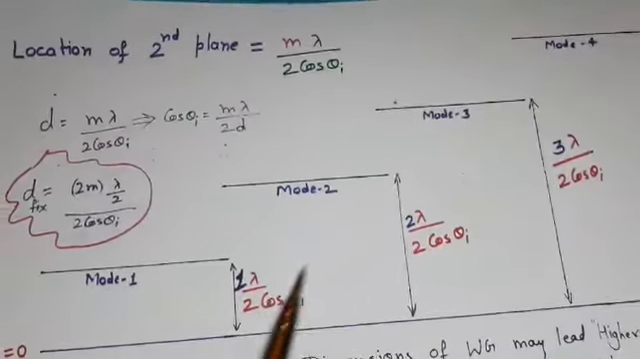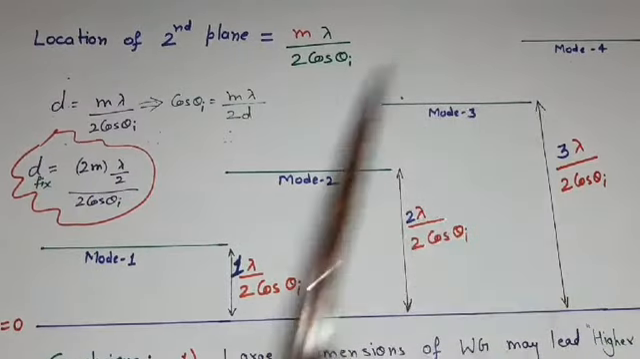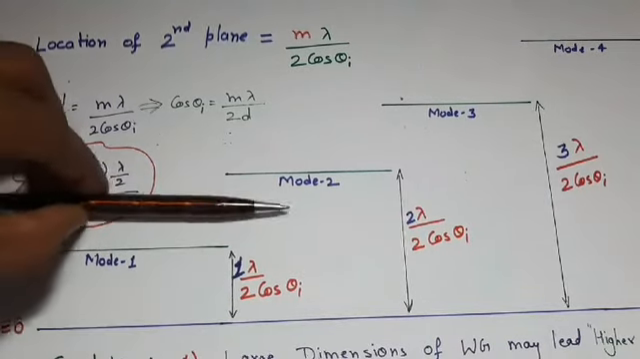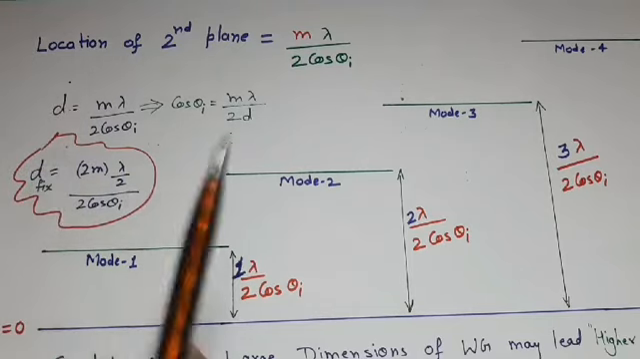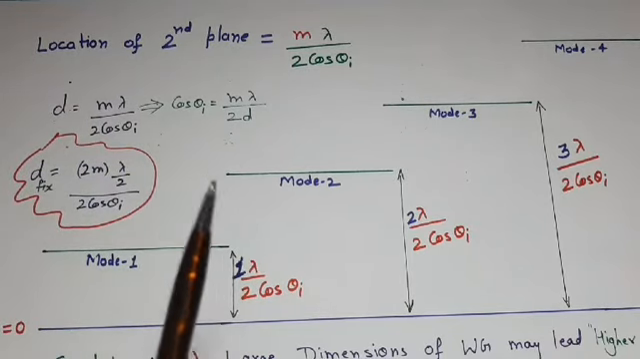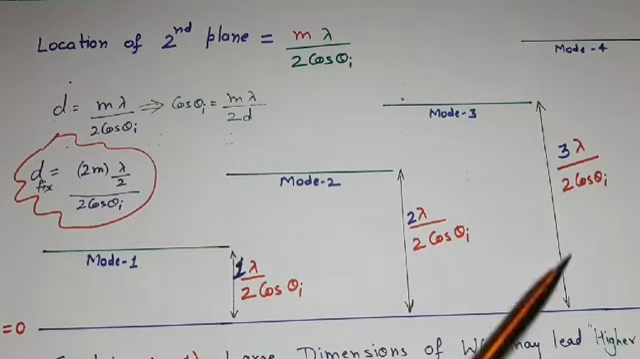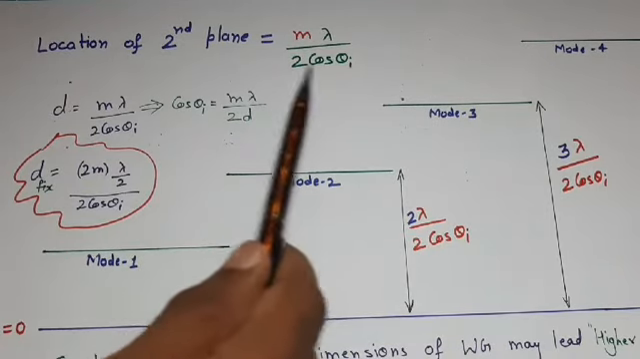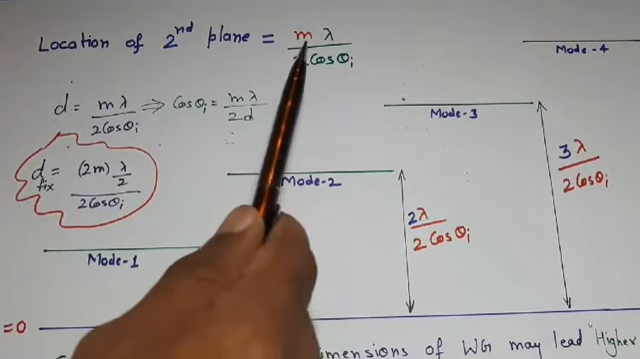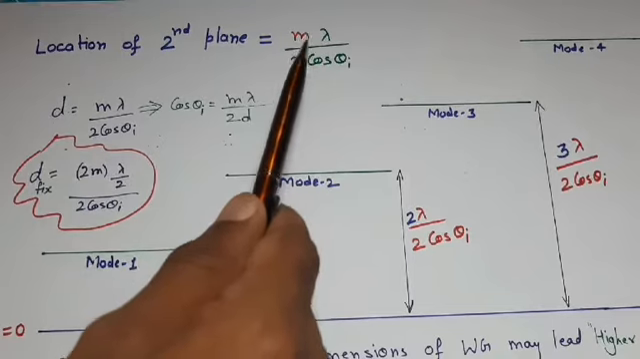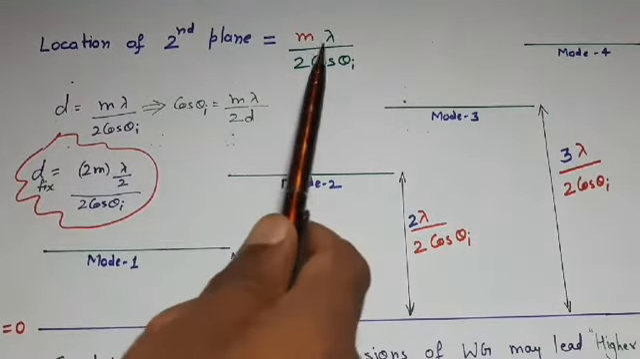If we put this second plane at a location other than these locations, for example, somewhere here, then in that case the wave propagation through the waveguide would not be possible. Propagation would be possible only if the separation between two planes, that is small d, is equal to m lambda upon 2 cos of theta I, where m is an integer which can have values of 0, 1, 2, 3 and so on. In actual practice, this m is known as the mode of propagation.